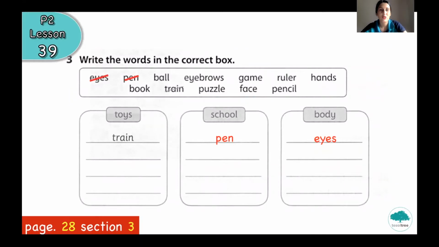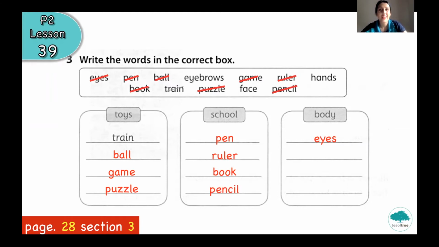So here we had to write the words in the correct box. We have 3 boxes: toys, school things, and body parts. Let's check our toys box. There are train, ball, game, and puzzle. Check your answers. Let's have a look at the school things. Our box with pen, ruler, book, and pencil.